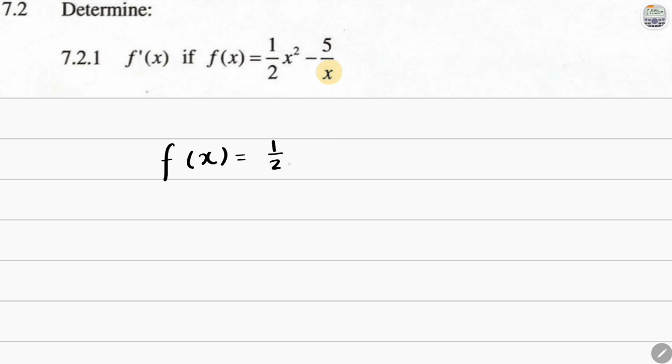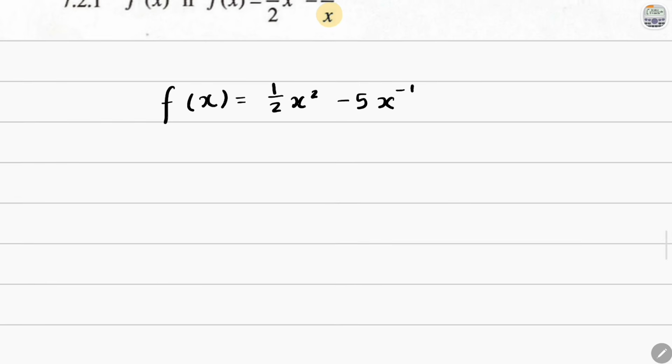So this is 1 over 2x squared, and this is minus 5. Now the x is in the denominator, so we need to move it up to the numerator. Now we'll bring it up, but it means that the exponent will now become negative. So it had an invisible exponent of 1, now it has negative 1. And now we are ready to derive.